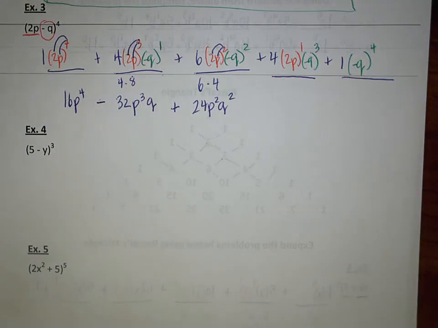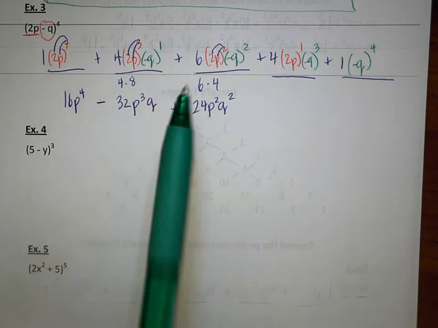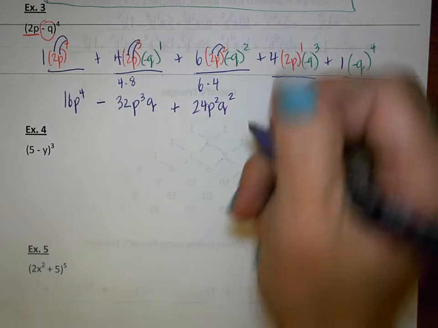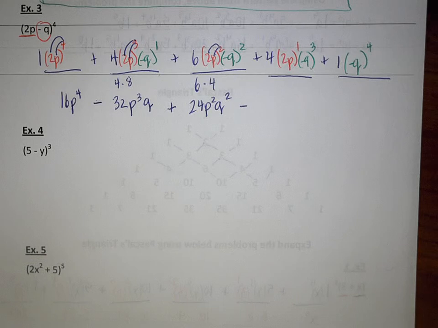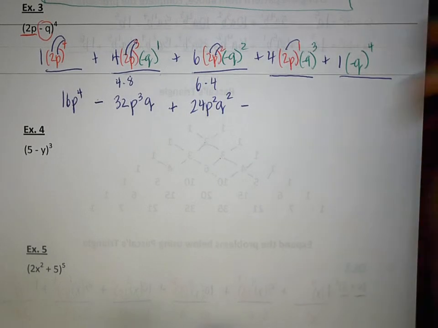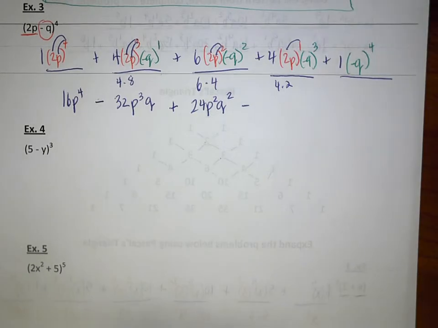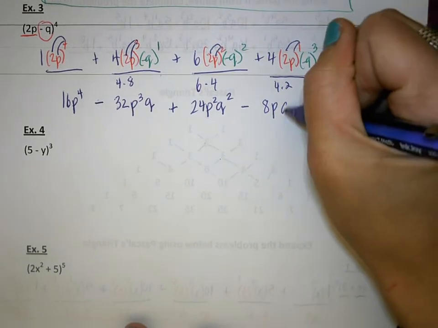Okay, and remember I said there's a pattern. So it's going positive, negative, positive, negative, negative. And a negative to a third power is a negative. Two negatives make a positive, but you have a third one, so it's going to be negative. Okay? 2 to the first power is just 2. So we have 4 times 2, which is 8. And then p to the first is just p. And then we have q to the third.